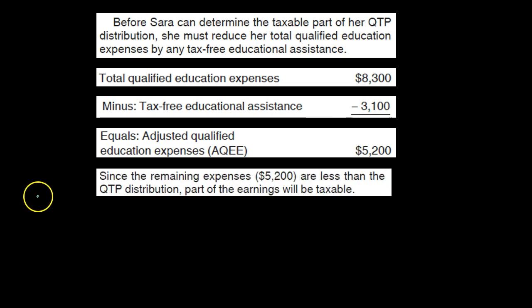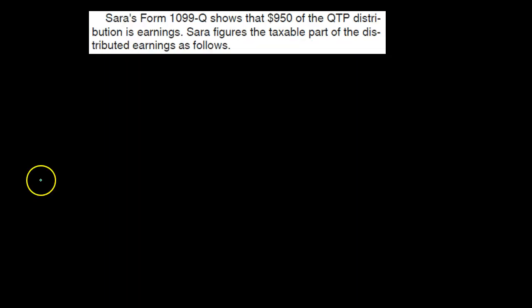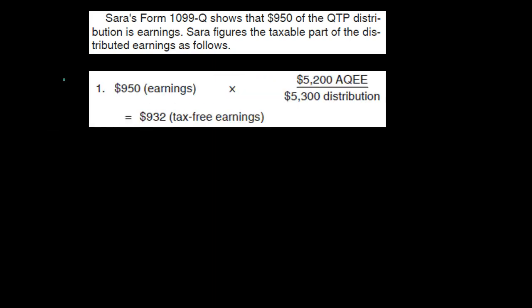Since the remaining expenses, $5,200, are less, Sarah's Form 1099-Q shows that $950 of the QTP distribution is earnings. Sarah figures the taxable part of the distributed earnings as follows. So here's the computation we'd have to go through. We'd say that the $950 is earnings. So this is the part that's not the return of the original investment, but the earnings on it. So these would be the only ones that would possibly be subject to any kind of taxation, and only if there was some kind of issue that we didn't pay the qualified education expenses. That's what we have here.